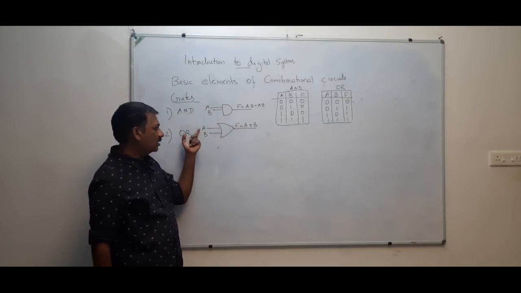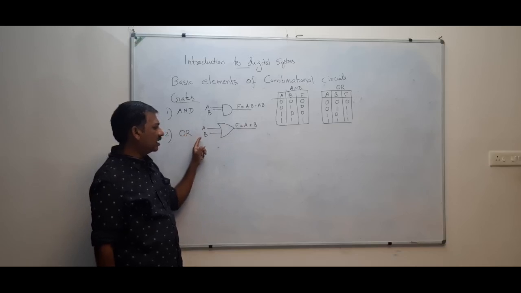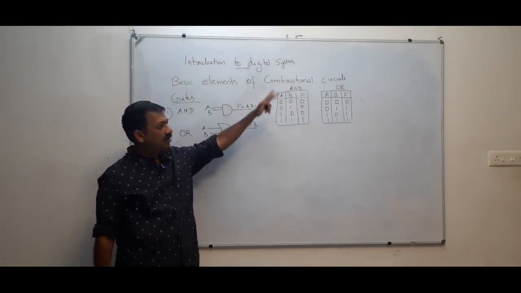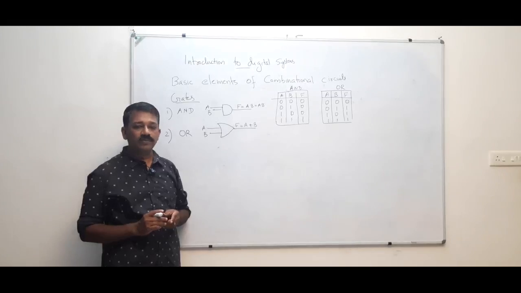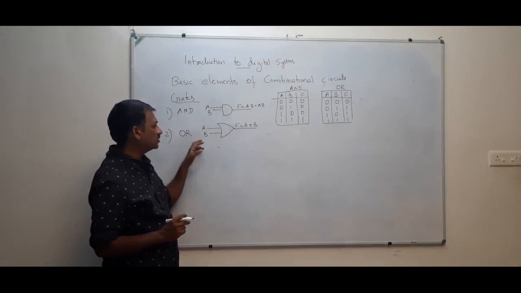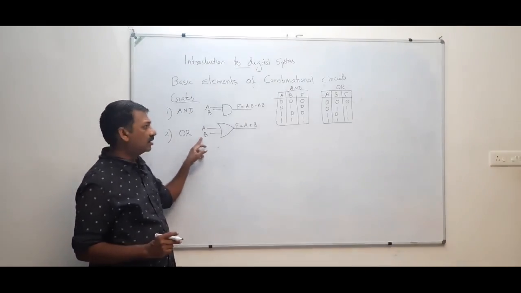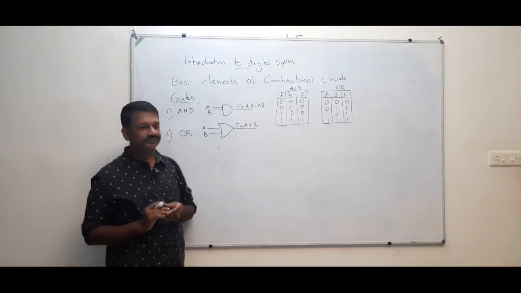That means this A and B can take two values, 0 and 1. So there are four different inputs, and depending on the inputs, if either of A or B is 1, then the output will be 1.